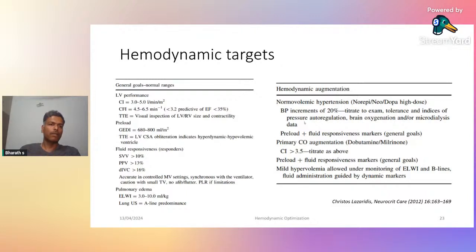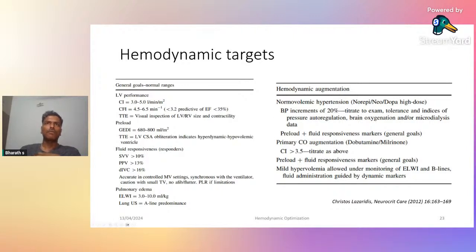We don't know what is the pathology in the brain which has caused that dip in the neuroparameter, but we need to augment. So at that time we can do a normovolemic augmentation by increasing the blood pressure by administering agents such as noradrenaline or dopamine. And if you don't find any correctable cause by doing a radiological examination, you can increase the blood pressure to see whether there is a response and whether it is improving.